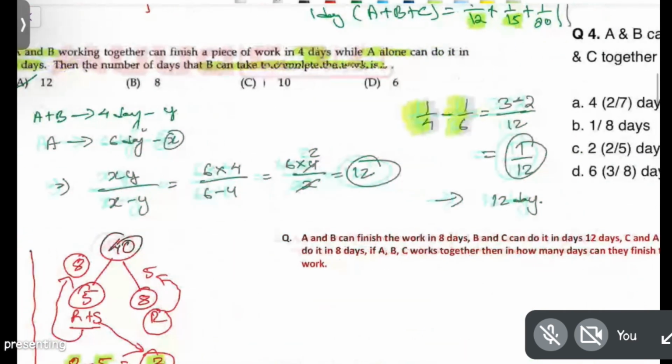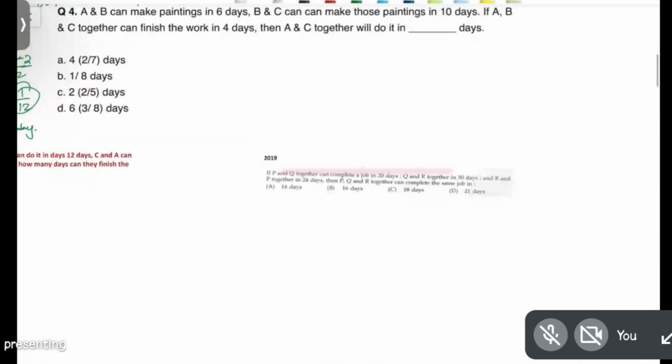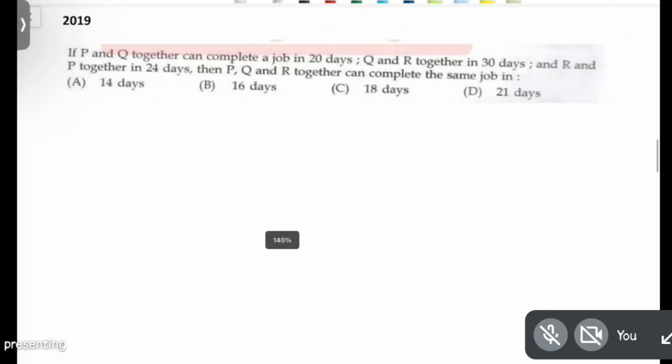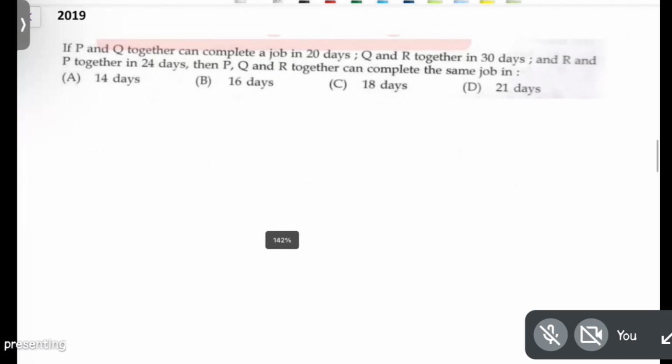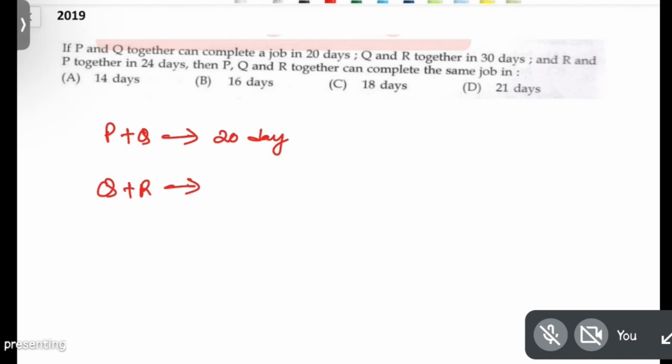I'll do the question which was asked in 2019, okay? In 2019 NPSC prelims, this question was asked. If P and Q together can complete a job in 20 days, and Q and R together can complete a work in 30 days, then again we are given that R and P can complete the same work in 24 days.